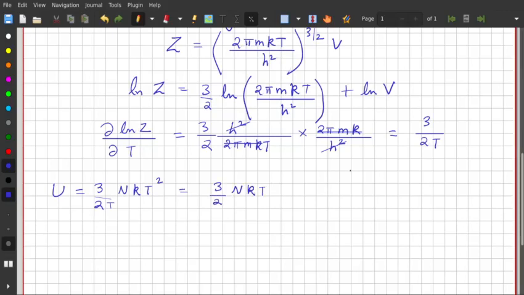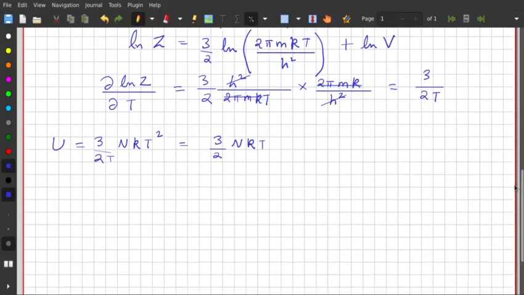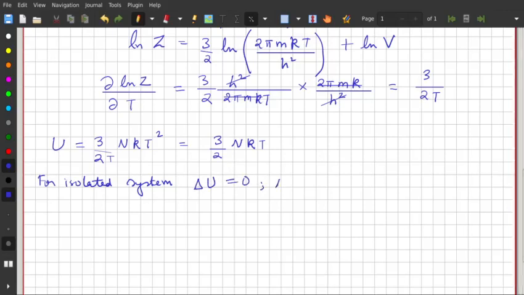Now, since this is an isolated system, there is no energy exchange either in the form of matter or in terms of work done or heat. So therefore the internal energy change, as you can see, is 0. It tells us that the temperature change is 0, and since no matter exchange is occurring, there is no change in the number of particles.